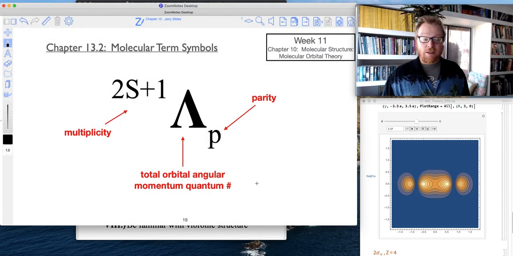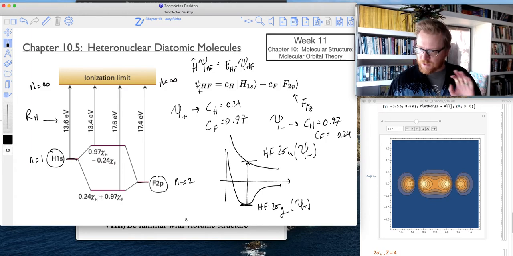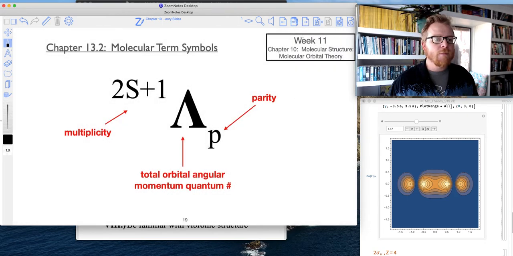Okay, moving on. So I want to get into molecular term symbols. And just like I said, if that wasn't clear, more on this in the coming weeks, a little bit of an intro into computational chemistry on complicated molecules. Okay, molecular term symbols. Let's do it.